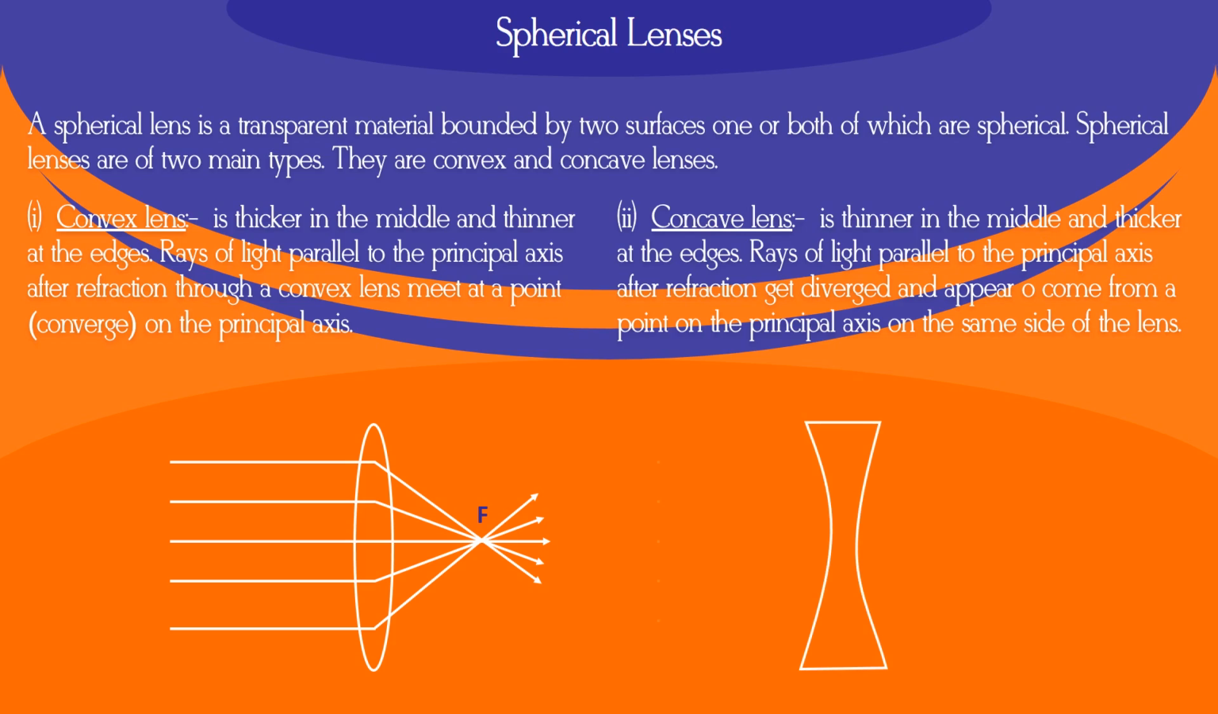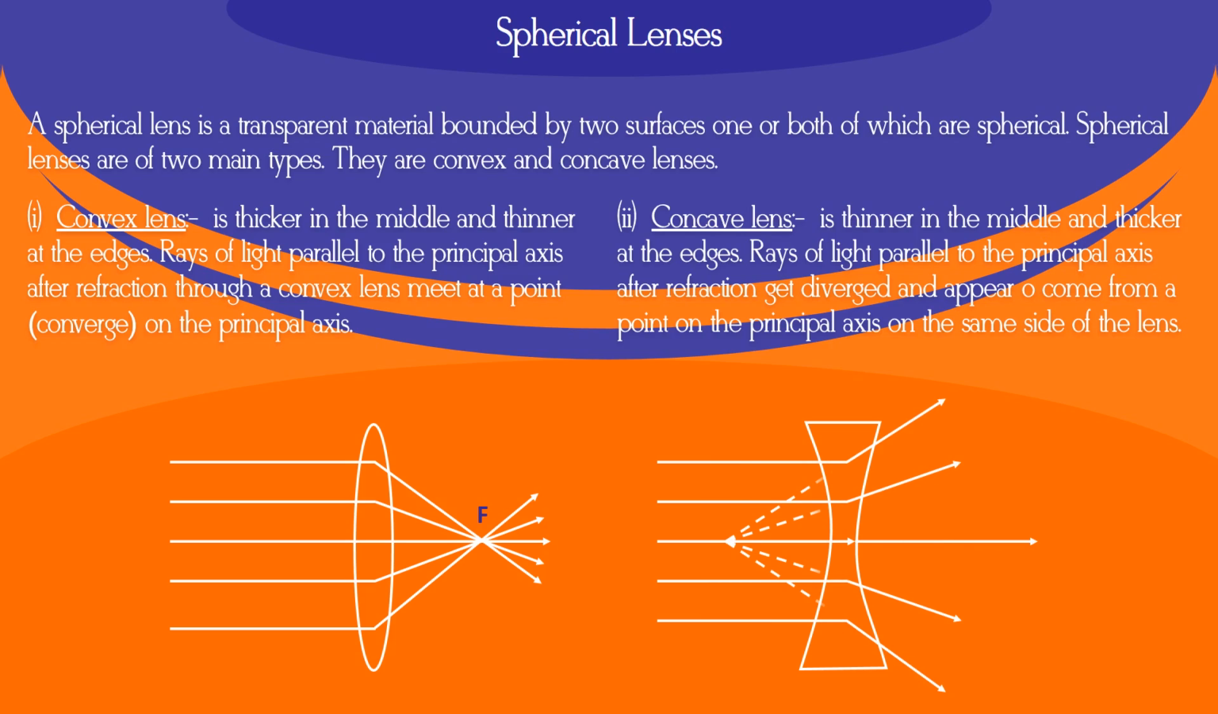Second one, concave lens. A lens which is thicker at the edge and thin at the center, that is curved inward, is known as a concave lens. It is also of three types. First one, double concave lens, second plano concave lens, and the last convexo concave lens. Next, a ray of light parallel to the principal axis after refraction gets diverged and appears to come from a point on the principal axis on the same side of the lens. So a concave lens is called a diverging lens.